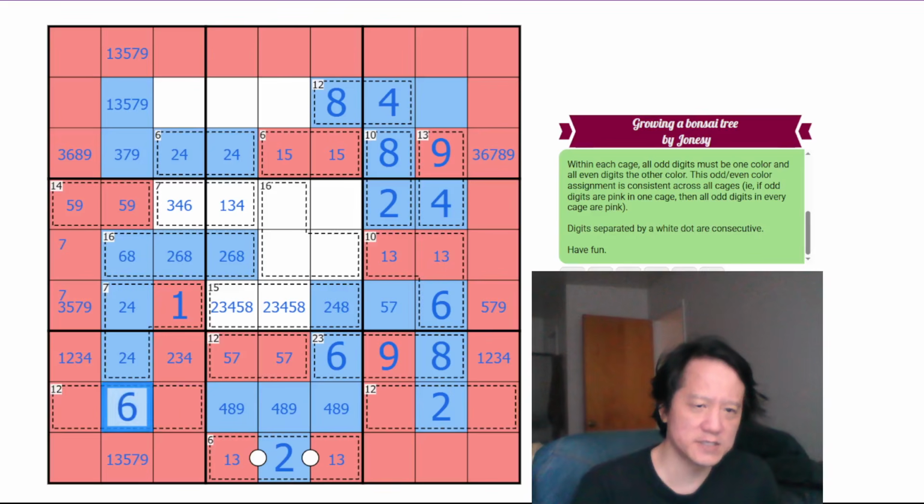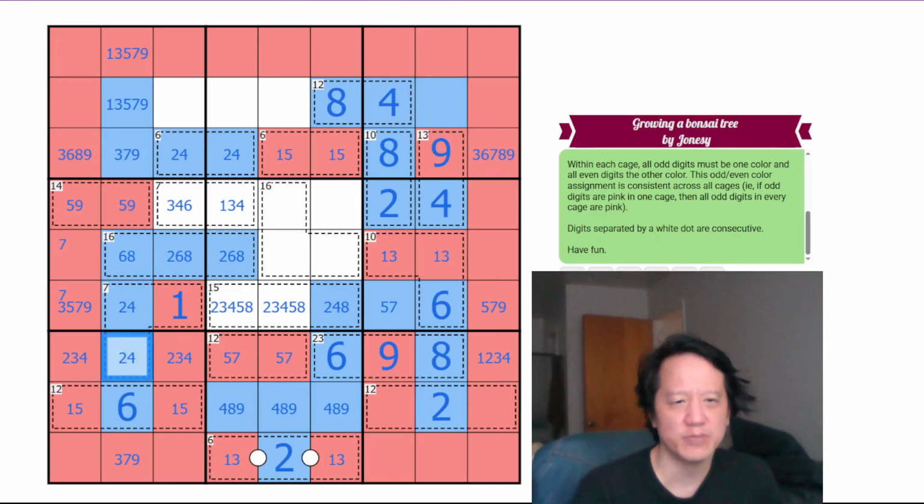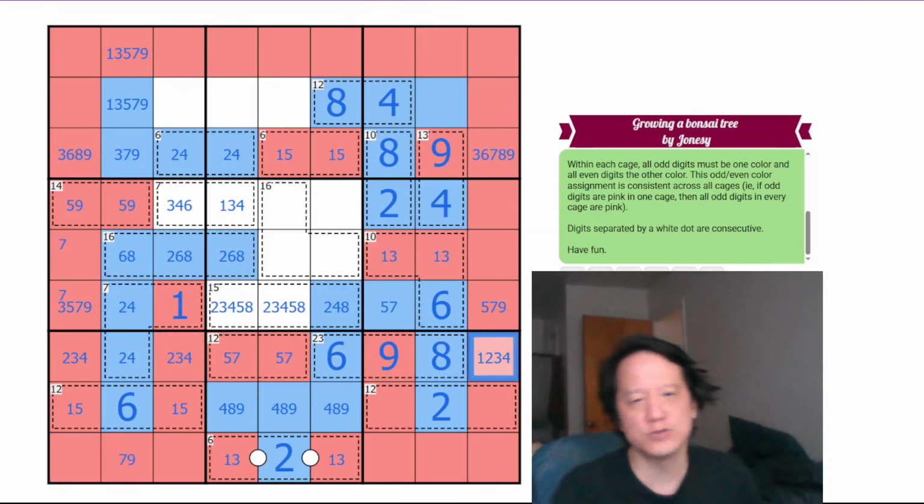So 12 minus 6 is 6. This has to be a 1, 5 pair, which eliminates 1, 5 in the rest of the row and box. So this can't be 1, this can't be 1, 5. We have 2, 3, and 4 then remaining in this lower left-hand box. That eliminates 2, 3, and 4 in the rest of the row and box, so this can't be 3. No 2, 3, 4 here.